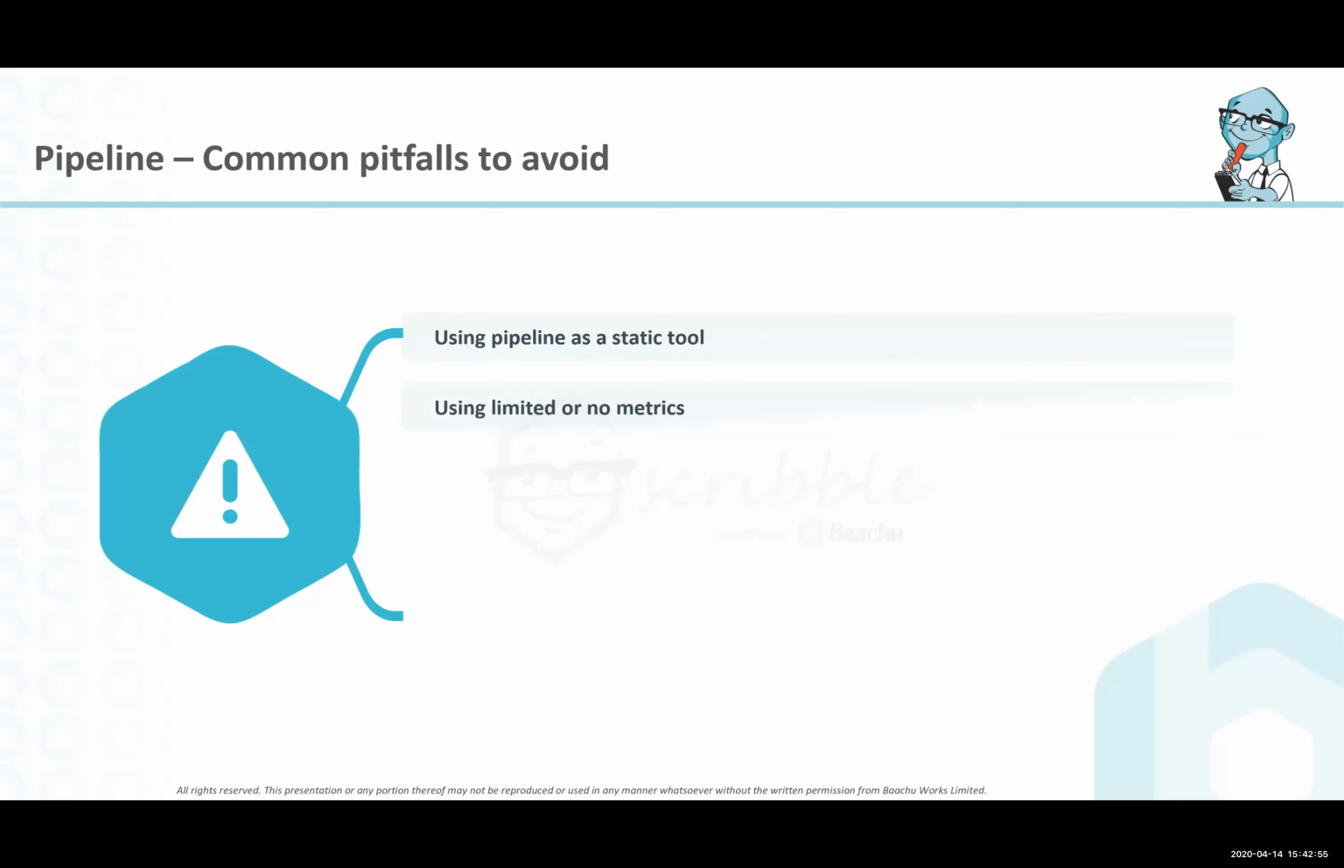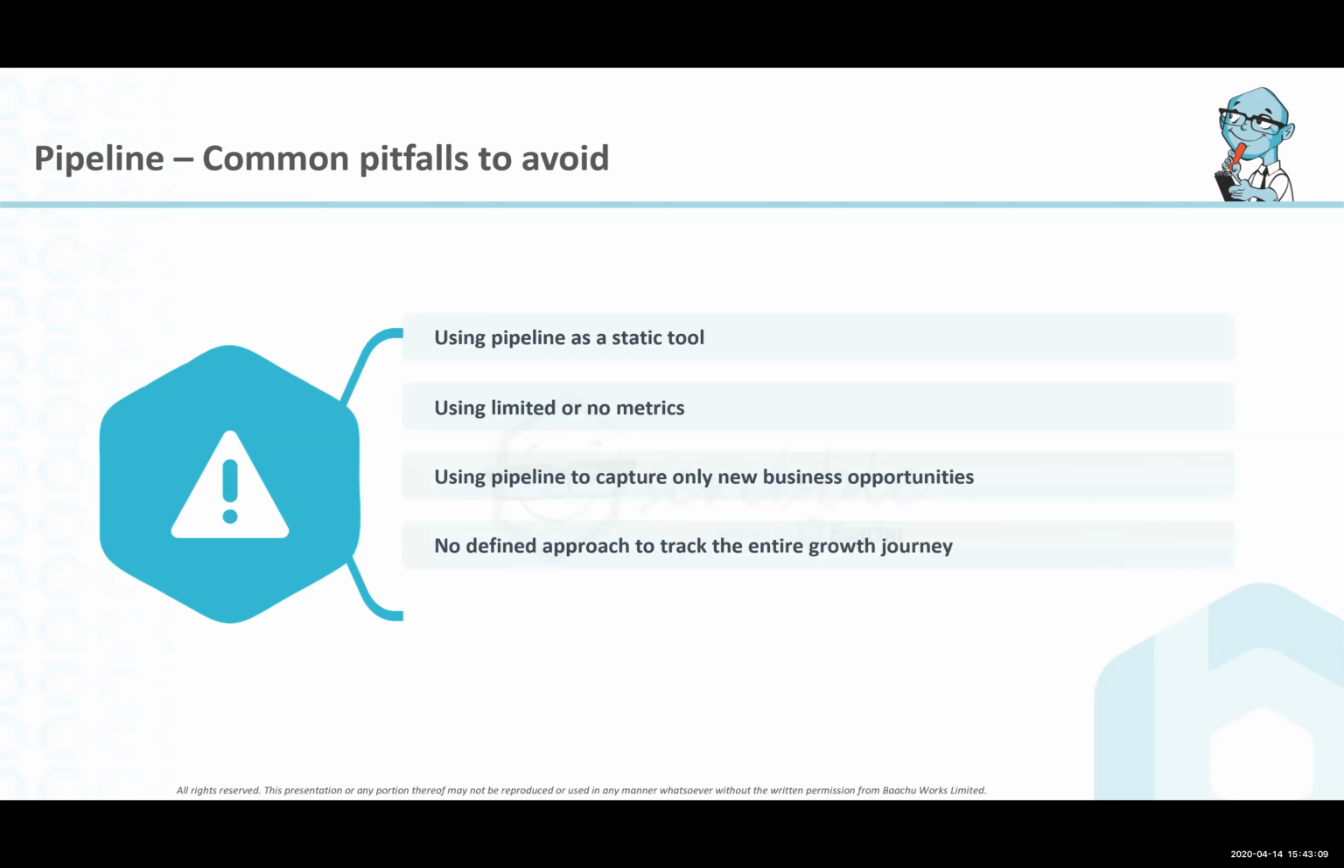So in your company, see who manages the pipeline and understand how data is being input into the pipeline and how the data is also managed in the pipeline. So understand what metrics you are using and understand what type of opportunities are being used as well. And most importantly, as I mentioned, how is the overall growth journey being tracked in your company?